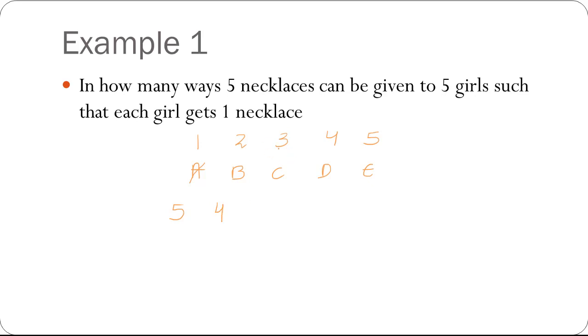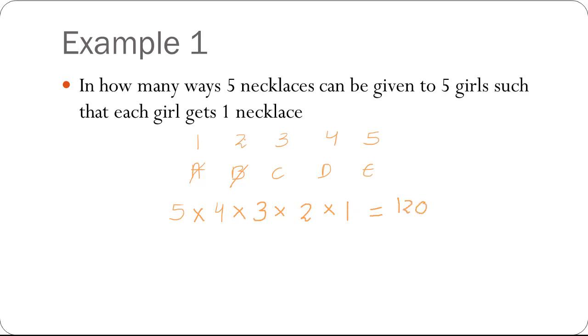Now let's say the third necklace is there, and we assume that the second necklace was given to girl B. So the third necklace can be given to either C or D or E. So 3 ways for the third necklace. Similarly 2 ways for the fourth necklace and 1 way for the fifth necklace. Now since the necklaces are to be distributed to girl A and B and C and D and E, since there is an and, the multiplication sign will come in, right? So it will be 5 into 4 into 3 into 2 into 1, which gives us 120.